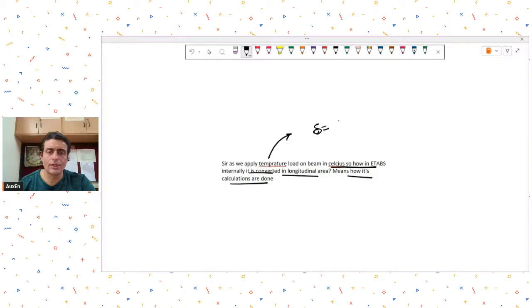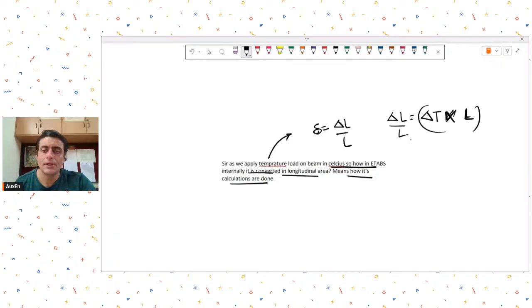What is strain? Strain is delta L upon L. So this delta L is calculated as your temperature change delta T into alpha. Alpha delta T becomes your strain, and when you multiply it by L, it will give you the change in length. The change in length will be your temperature coefficient, per degree centigrade, into delta T, into L also. Have I written it correctly? Just tell me.